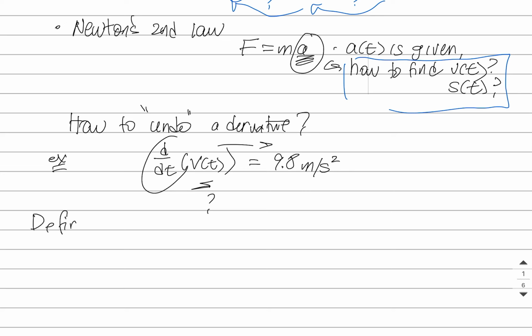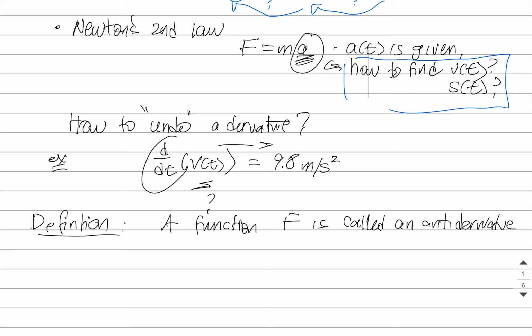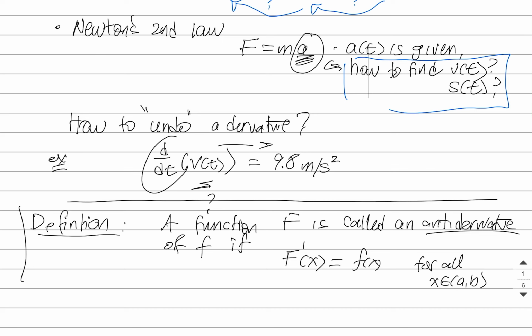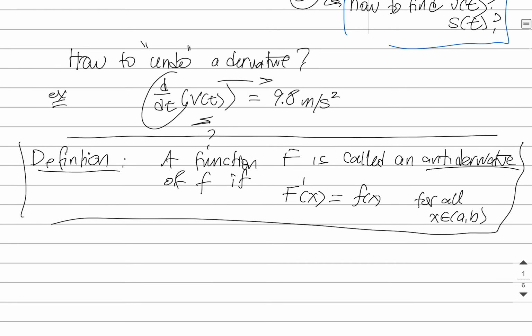Now we're going to give this a name. We're going to define what this thing is. We'll say a function, capital F, is called an antiderivative of little f if we get this relationship: the derivative of the antiderivative is the function that we're looking for, for all x on some interval. So that'll be our working definition. And you'll see that undoing a derivative is really kind of asking a question rather than something mechanical.